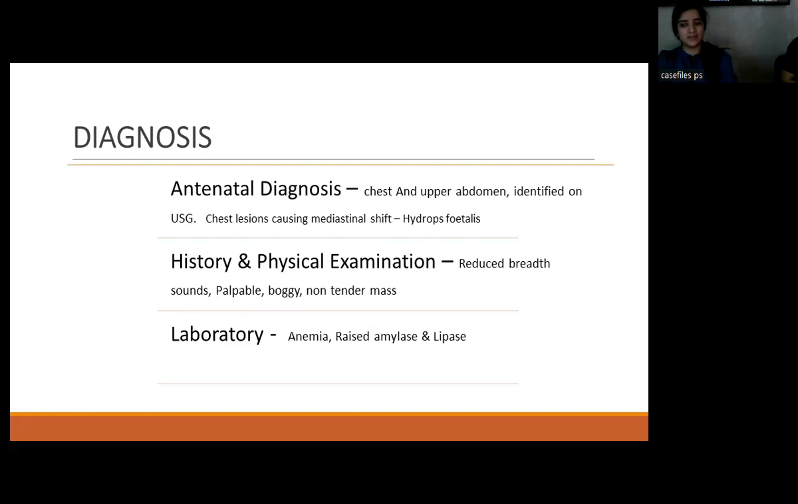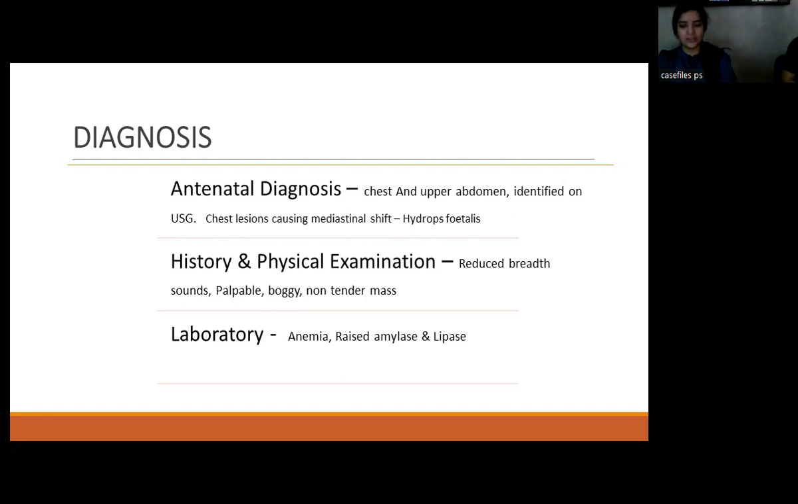Next, we come to the history and physical examination. In the history, the symptoms mentioned can be present, followed by physical examination. Sometimes the chest mass is so large that it can cause respiratory compromise. So on examination, we can have reduced breath sounds, or a chest fullness can be palpable. In an abdominal duplication cyst, we can have a palpable bulky mass which can be tender or non-tender as per the presentation of the patient.